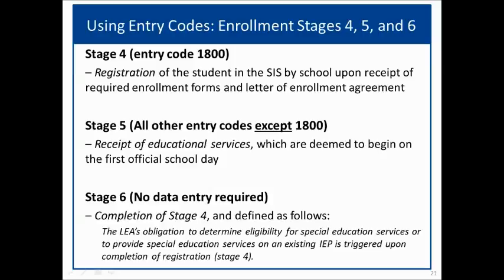Stage 6 is really enacted at the completion of stage 4. And it represents that the LEA is now obligated to determine eligibility for special education services and to provide those services on an existing IEP upon the completion of stage 4.